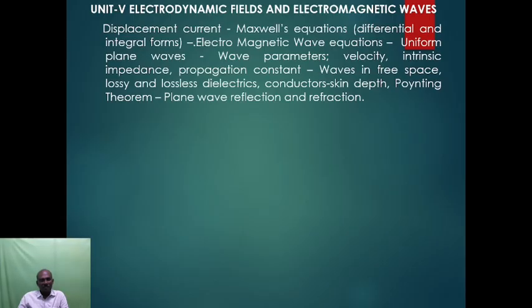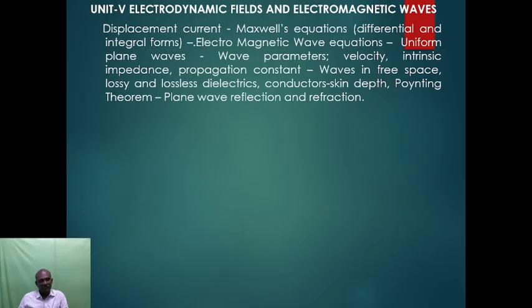These are all we are going to see in unit 5, and also the Poynting theorem. Poynting theorem deals with the electromagnetic wave energy, the energy produced when electromagnetic waves are propagating. So theoretically and mathematically, how to evaluate the electromagnetic waves. These are all about unit 5, electrodynamic fields and electromagnetic waves.